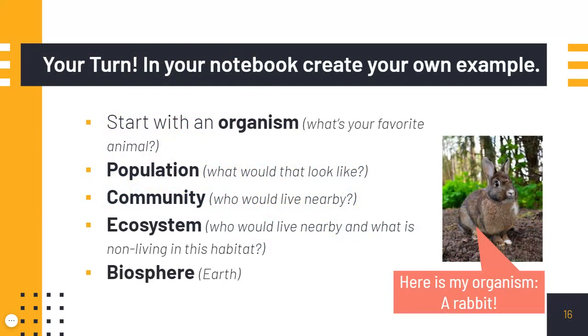Now it's your turn. In your notebook, can you create your own example? Start with an organism. What's your favorite animal? What would it look like in a population? Who would live nearby in its community? What does it eat? Who does it interact with? What would the non-living factors in this habitat be? And then the earth. Write this in your notebook. It'll be a good way to start next class to see how you did.